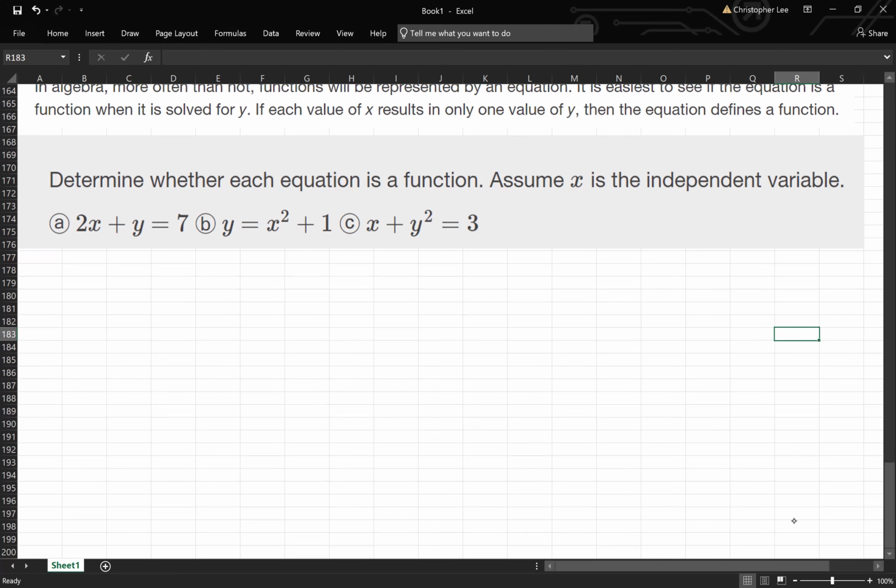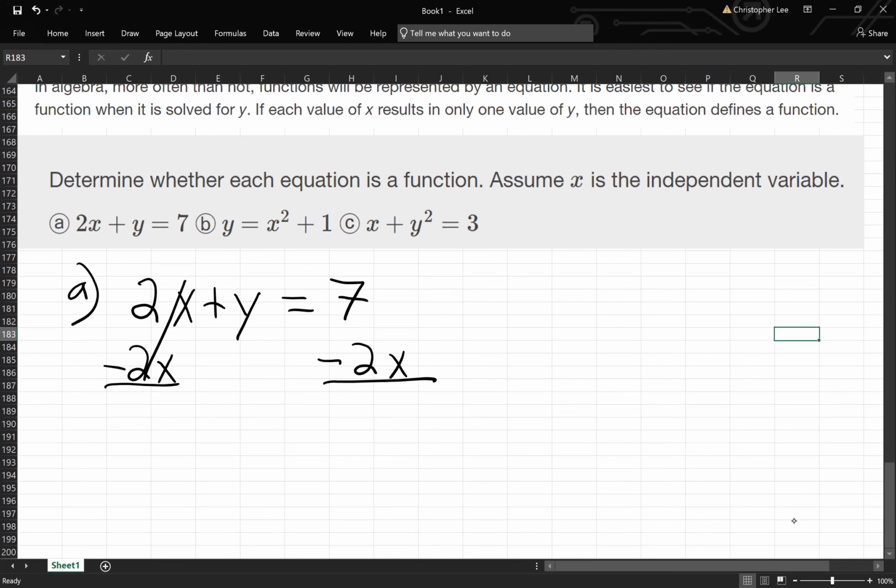So let's look at A real quick. A is pretty hard. So we got 2x plus y is equal to 7. Subtract the 2x, right? And then what you do to one side of the equation, you gotta do to the other side of the equation, right? So I'm gonna subtract the 2x from over here. So now what do I have? I have y is equal to negative 2x plus 7, right? So is this a function? Yes, very good. Yes, this is a function, right?